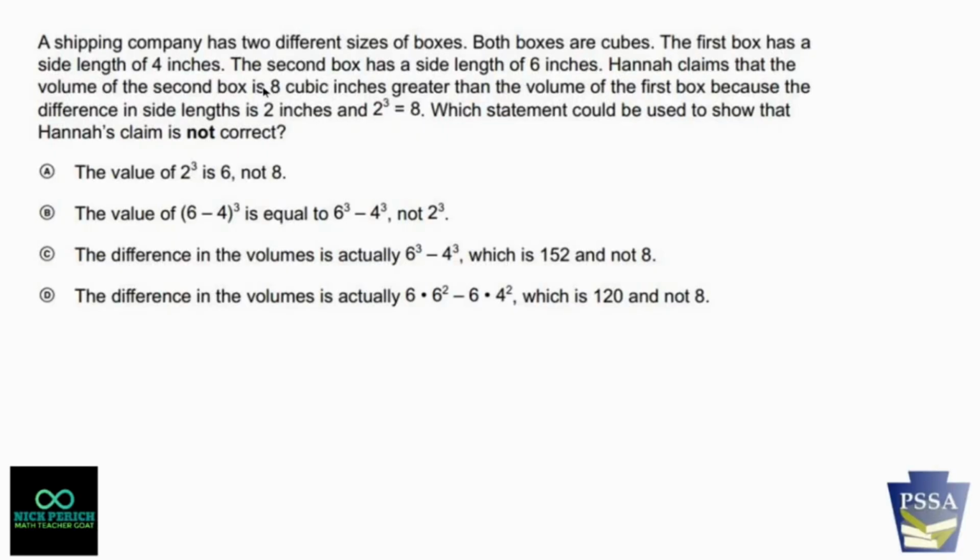A shipping company has two different sizes of boxes. Both boxes are cubes. The first box has a side length of 4 inches. The second box has a side length of 6 inches. So you have a box that is 4.